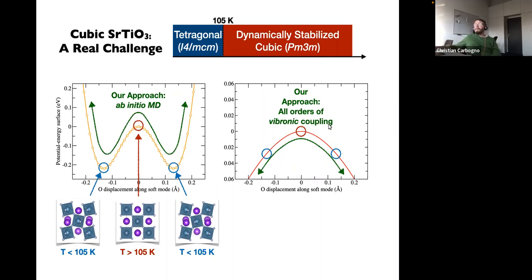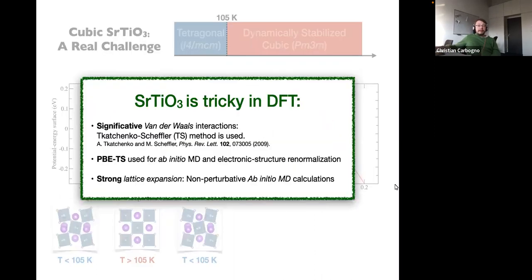Now, let me just mention in passing that strontium titanate is actually quite tricky to deal with. It has significant van der Waals interaction, so we account for that in the ab initio MD, but it also has a strong lattice expansion. So here we use non-perturbative ab initio molecular dynamics calculations to account for that, and in all following calculations, this is accounted for. You can read more details about it in the paper, but keep in mind that this is a fact that matters as well here.